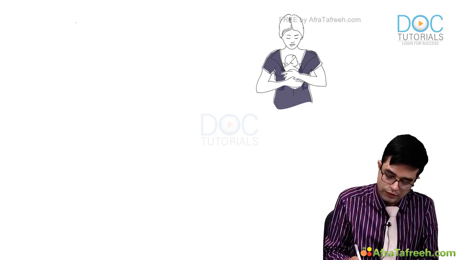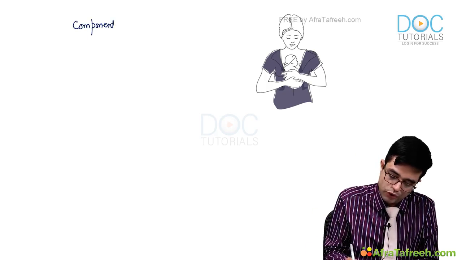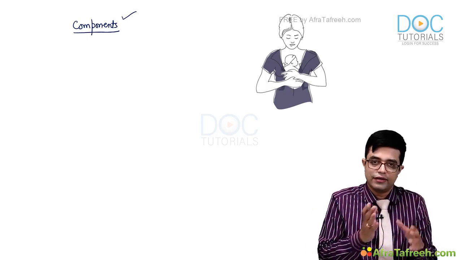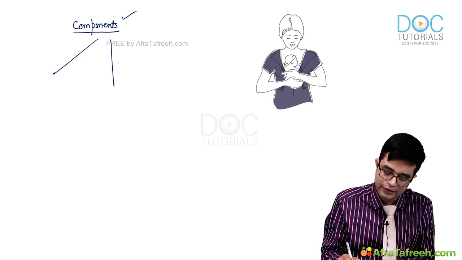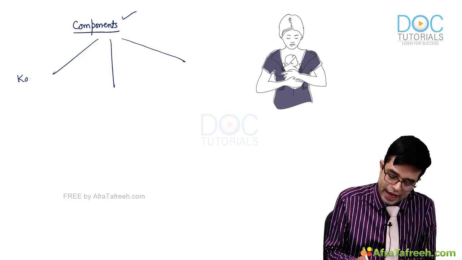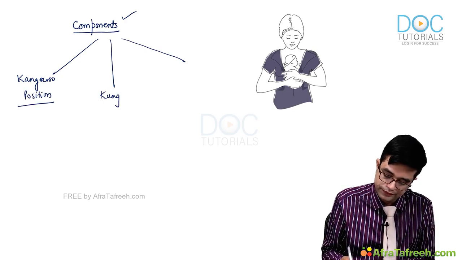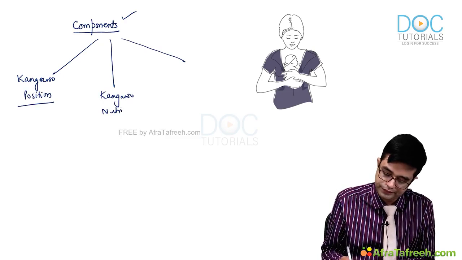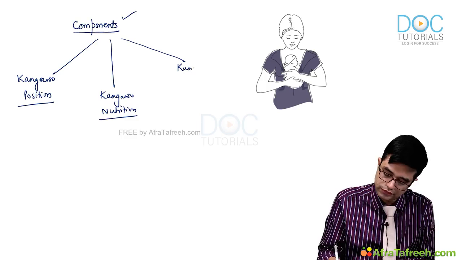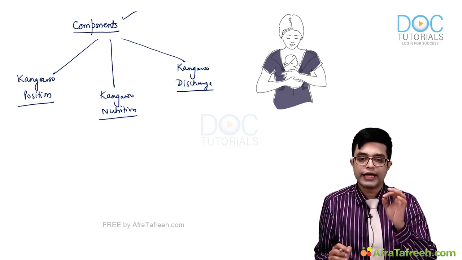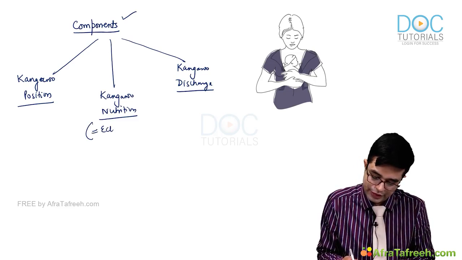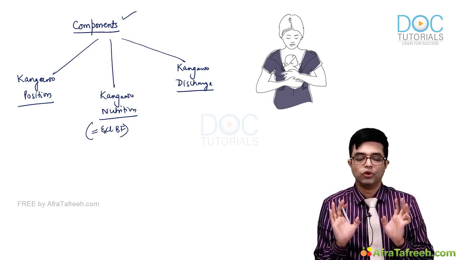And finally, you need to know about the components of kangaroo mother care. Components of kangaroo mother care have been asked in NBE based exams and past FMGE exam as well. So components are three. There are three components of kangaroo mother care. First is kangaroo position. Second is kangaroo nutrition. And third is kangaroo discharge. Kangaroo position, direct skin to skin contact with a wrap around. That is known as kangaroo position. Kangaroo nutrition basically means exclusive breastfeeding while doing kangaroo mother care. No other feed should be given.